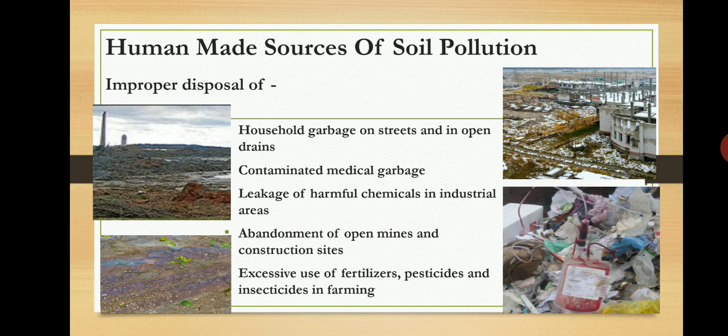And next is excessive use of fertilizers, pesticides, and insecticides in farming. When you use a lot of fertilizers and pesticides and insecticides in farming, it is ultimately going into the soil. And then ultimately, the soil loses all its ability to produce, to grow any plant. So it becomes infertile. So these are your human made sources of soil pollution.